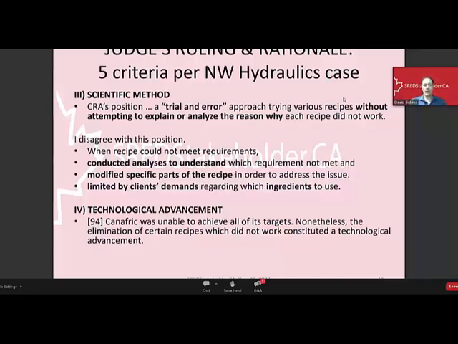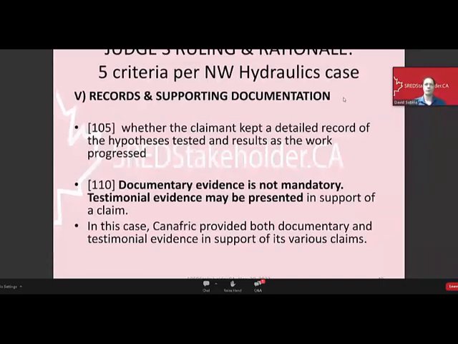The fact that they were unable to meet the targets is a business failure, but that doesn't mean there wasn't a technological advancement. That learning why you failed, the rationale for failing, would lead to technological advancement. So understanding why is the technological advancement, understanding what happened is really the result or the business advancement. Okay.